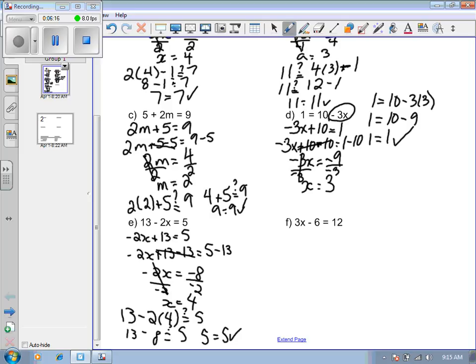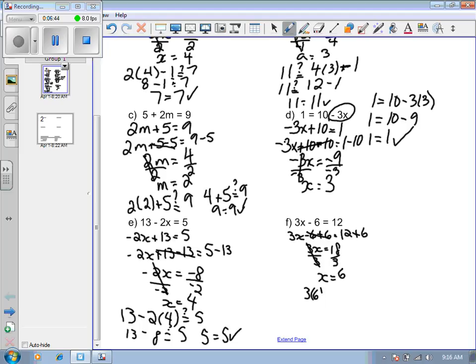Next one, 3x minus 6 equals 12. The first step is to get rid of the minus 6, so we're going to add 6 to both sides. Whatever you do to one side, you must do to the other side. These guys cancel out, leaving us with 3x equals 12 plus 6 is 18. We divide both sides by 3. These guys cancel out, leaving us with x equals 6.